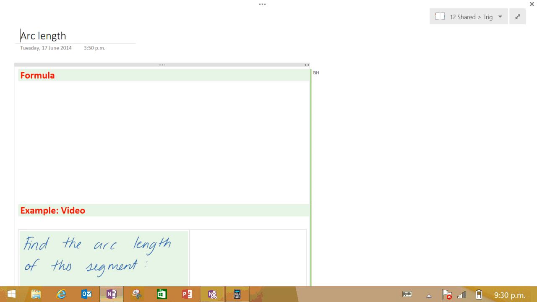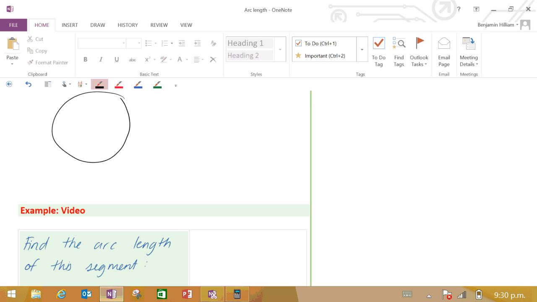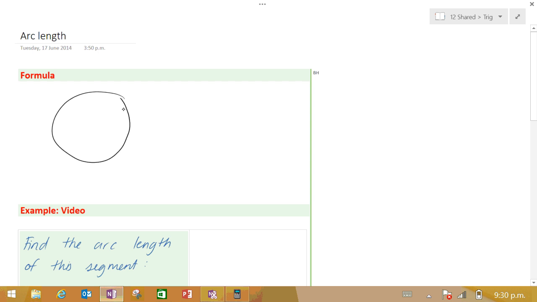Alright, we're looking at arc length this time. So what is arc length? Well, when we're looking at a circle, the whole circumference is the measurement around the outside, right around the circle. When we're talking about arc length, that's part of a circle's circumference. So say if this is a circle, then an arc would be any part of that circle. So say from here around to here, that might be an arc.